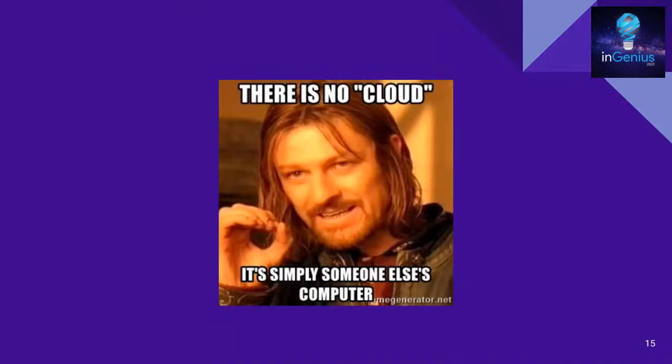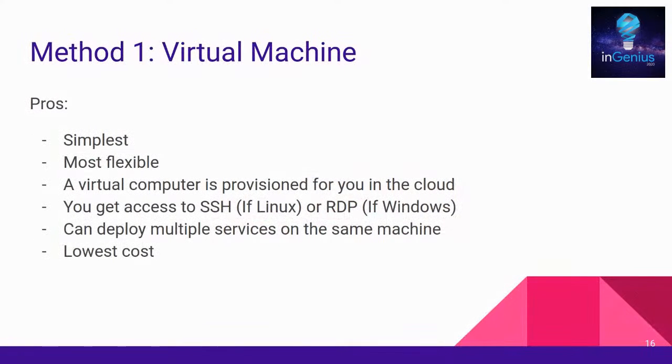Now, ladies and gentlemen, it's time to jump to the cloud. As some very wise words say, there is no cloud. It's simply someone else's computer. As we mentioned earlier, there are a couple of ways that you can do this. You can deploy your model and your now Flask server on the cloud. The easiest and most straightforward way to do this is using a virtual machine. So what is a virtual machine? It's quite literally a virtual computer sitting inside a physical computer in a data center.